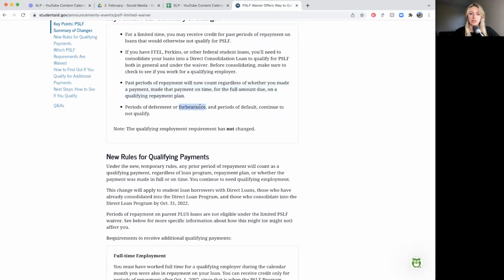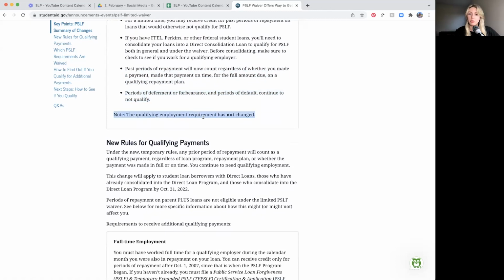So then it goes on to say periods of deferment or forbearance and periods of default continue to not qualify. That makes sense, because deferment and forbearance are periods of time where we're not required to make payments. When we're in default, obviously we're not making payments. That's why we're there. So those time periods are not going to count because payments were not made. Then let's see, the qualifying employment requirement has not changed. That's similar, we still have to be at a qualifying employer.